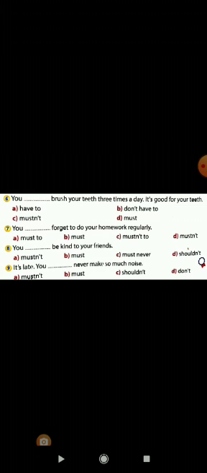The last sentence, it's late. Never make so much noise. Look carefully at this sentence. The word never here means not, so we will only choose must instead of mustn't. You must never make so much noise. This means that it's not allowed for you to make noise.